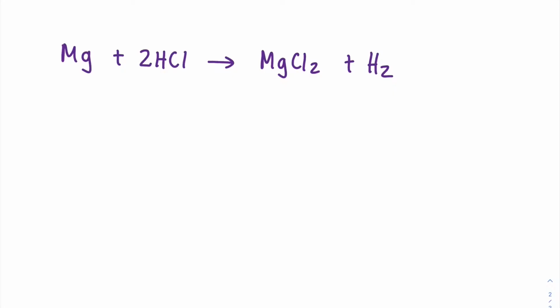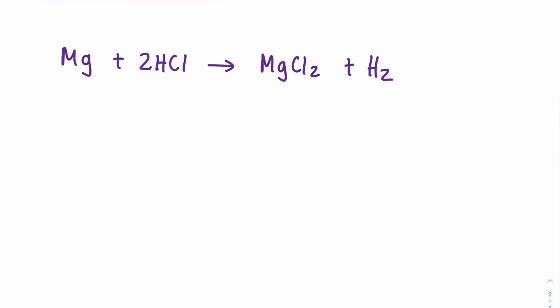Now that you're able to do single-step dimensional analysis problems, I would like to show you the utility of dimensional analysis by looking at 2 steps and more. We're going to use this example equation that we've seen many times. Magnesium reacting with hydrochloric acid makes magnesium chloride and hydrogen gas. And we're going to use this as an example to do a few 2-step problems.